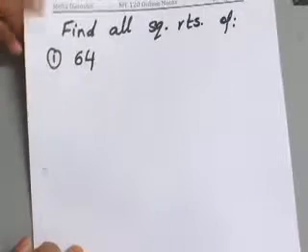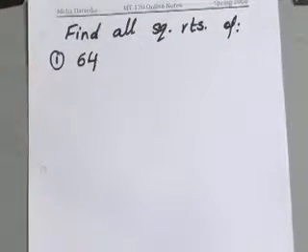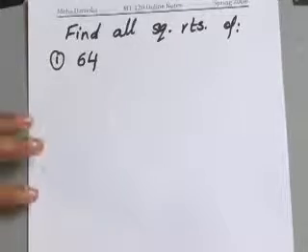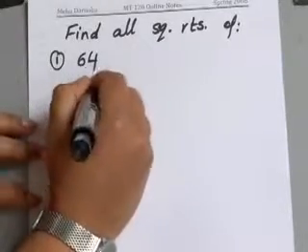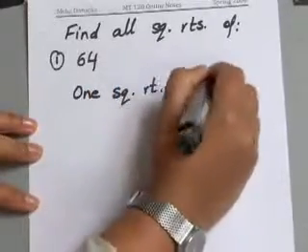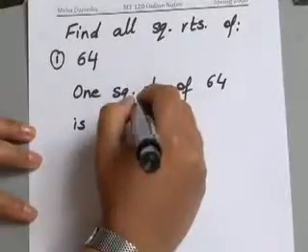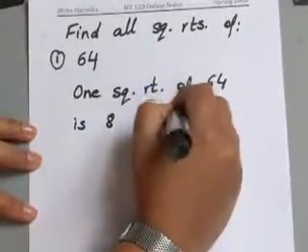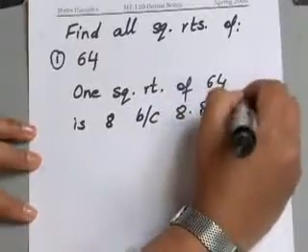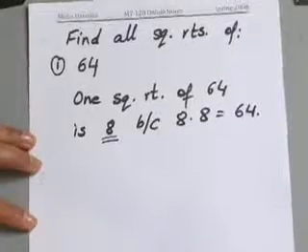Let's say we are trying to find the square root of 64. Think about it: what number multiplied into itself will give you 64? You can say that one square root of 64 is going to be the number 8, of course because 8 times 8 will give you 64. So one of your roots for 64 will be 8.